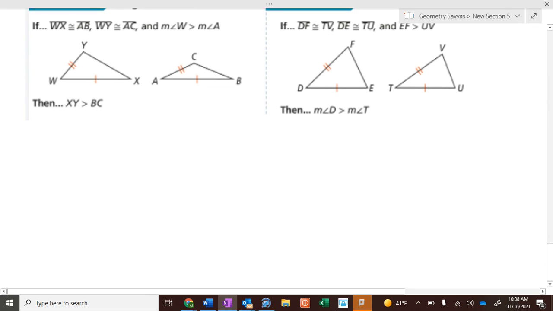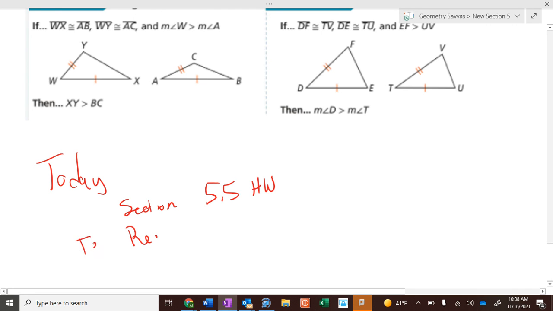So, what are we doing today? Well, today we have section 5.5 homework. Some of you didn't get section 4.4 homework done, so you may need to make sure you get that done. Then we're going to have a test review worksheet that you're going to work on that we'll go over before you leave in class.